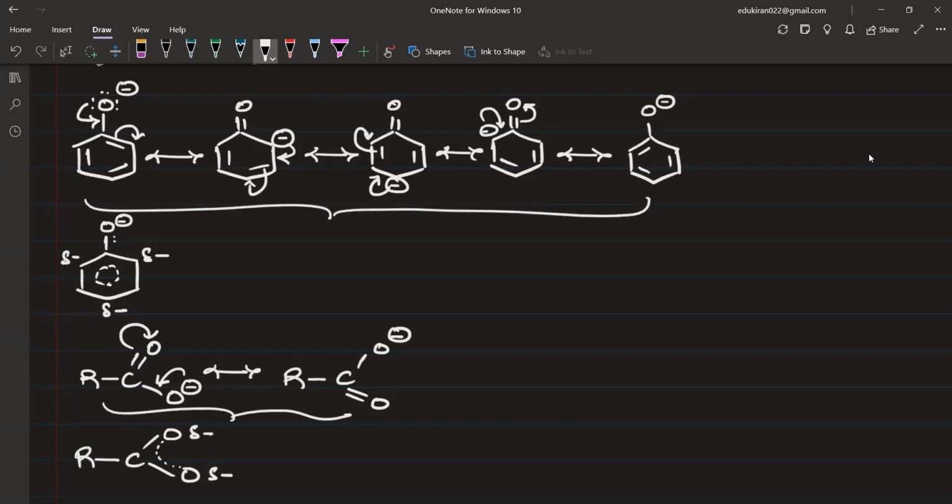In phenoxide ion, although we have more number of resonating structures, in this the delocalization is happening, and I am getting some negative charges on which carbon atom? On the carbon atoms. We are getting the negative charge on carbon atoms, and all of these are non-equivalent resonating structures. If you look at these two resonating structures of carboxylate ion, here also the negative charge is on oxygen, here also the negative charge is on oxygen. So this is equivalent, first of all. This is equivalent resonance.